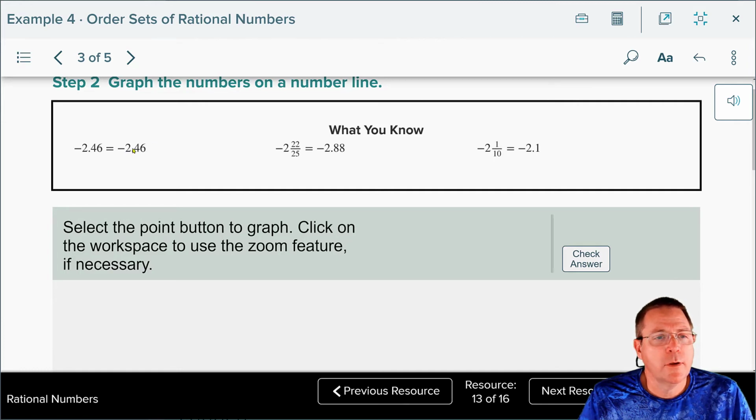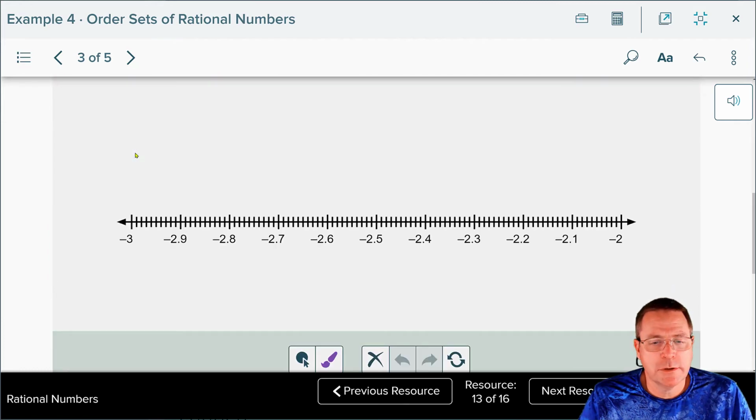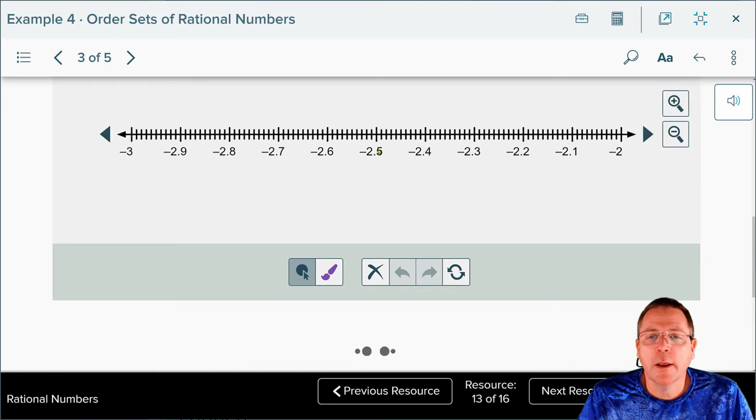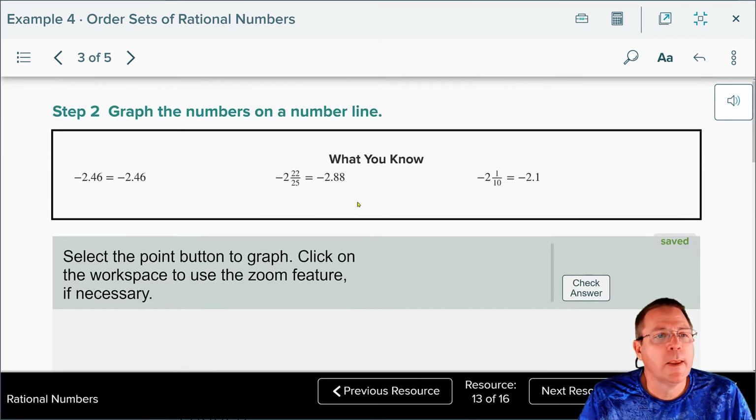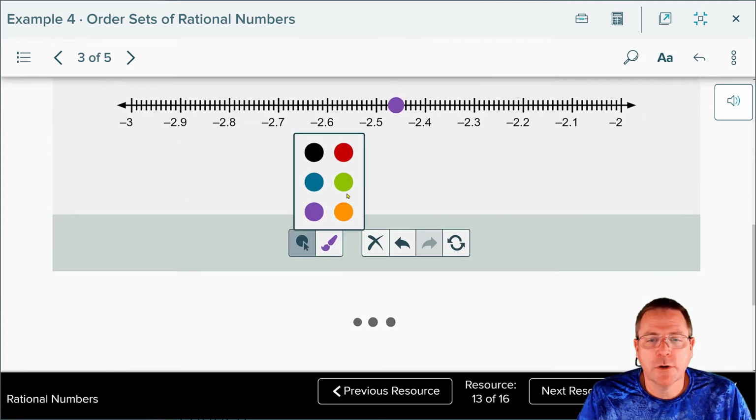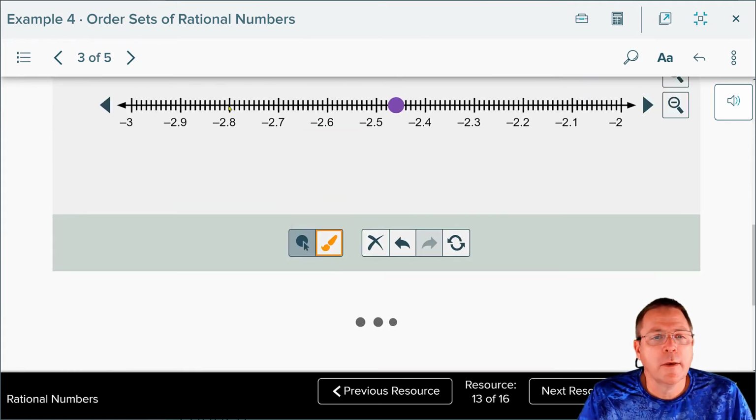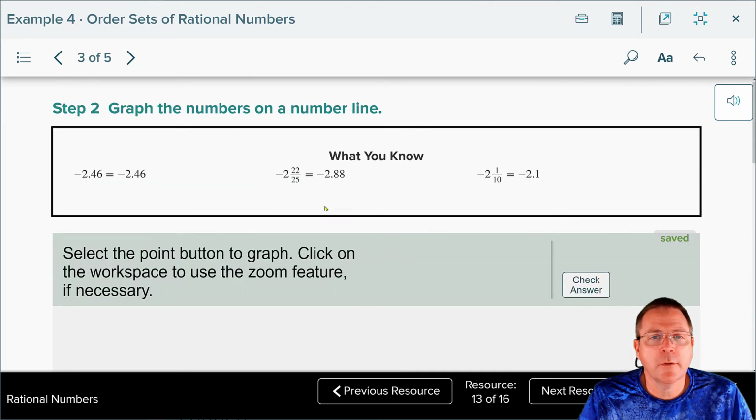So negative 2.46. We got negative 2.4, 1, 2, 3, 4, 5, 6. That one's going to land right there. Next one is going to be negative 2.88. So let's change the color of our number here. That's 2.8. This is 2.9. 2.88 is going to land us right there.